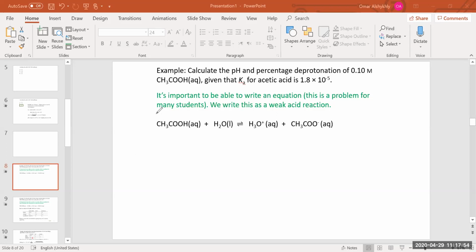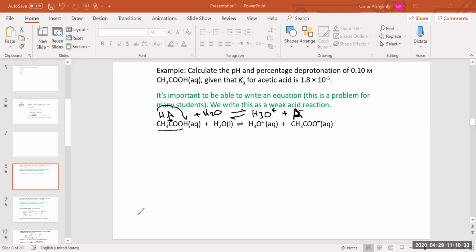In general, HA plus H2O gives us H3O+ plus A negative. A here is the CH3COO and this is the H. And you will deal with it the same way. A negative, and this is the CH3COO.